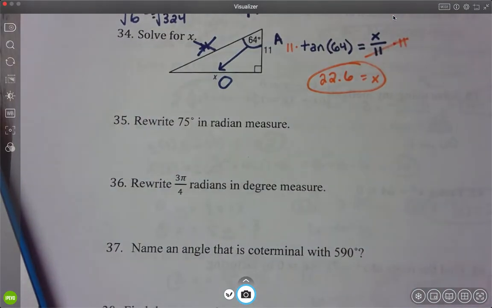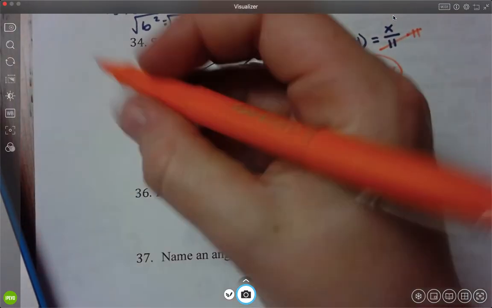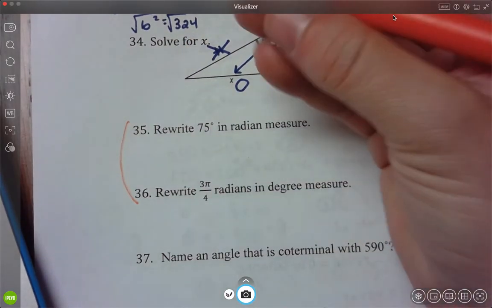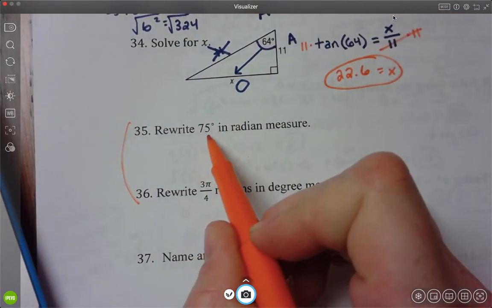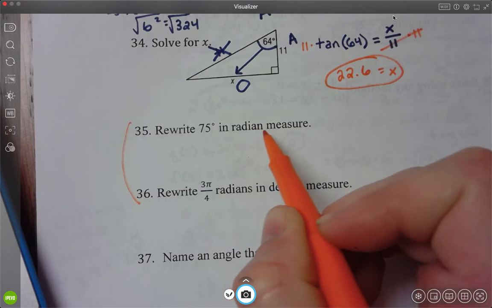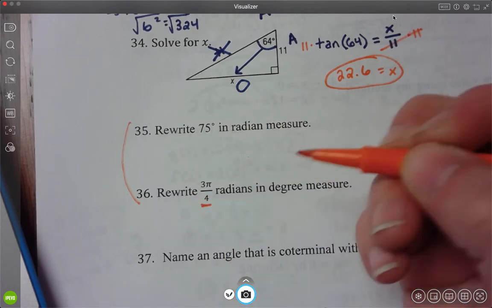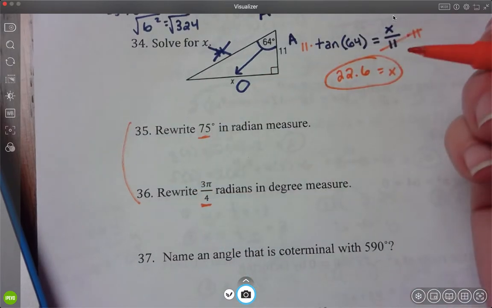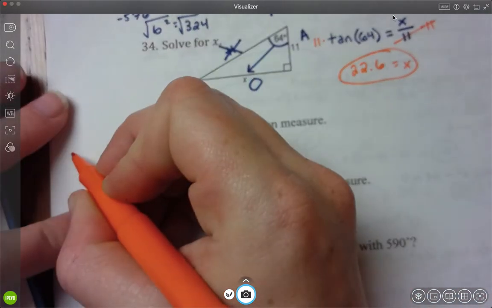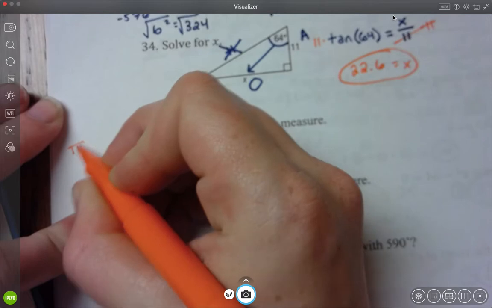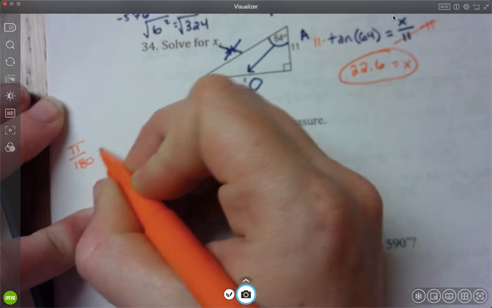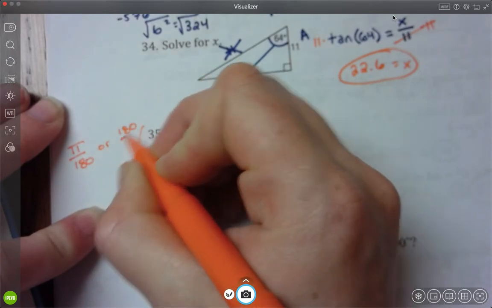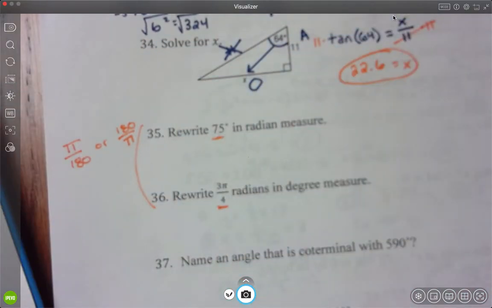Okay, all right, 35 and 36 are going to kind of go together when you have a degree measure and you're trying to write it in radian measure. This is what radian measure looks like, 3 pi over 4. This is what degree measure looks like. If you are trying to switch between them, you're either going to use pi over 180 or 180 over pi, because 180 degrees is equivalent to pi.